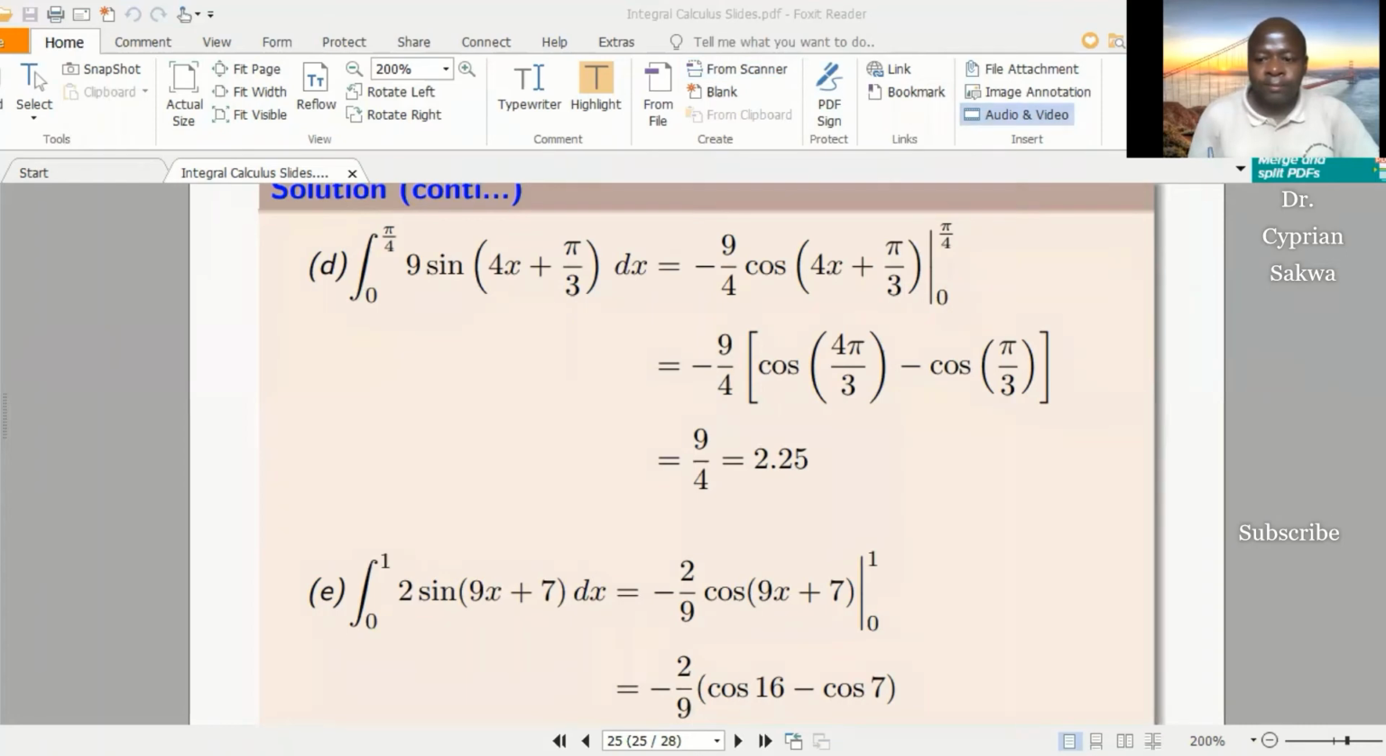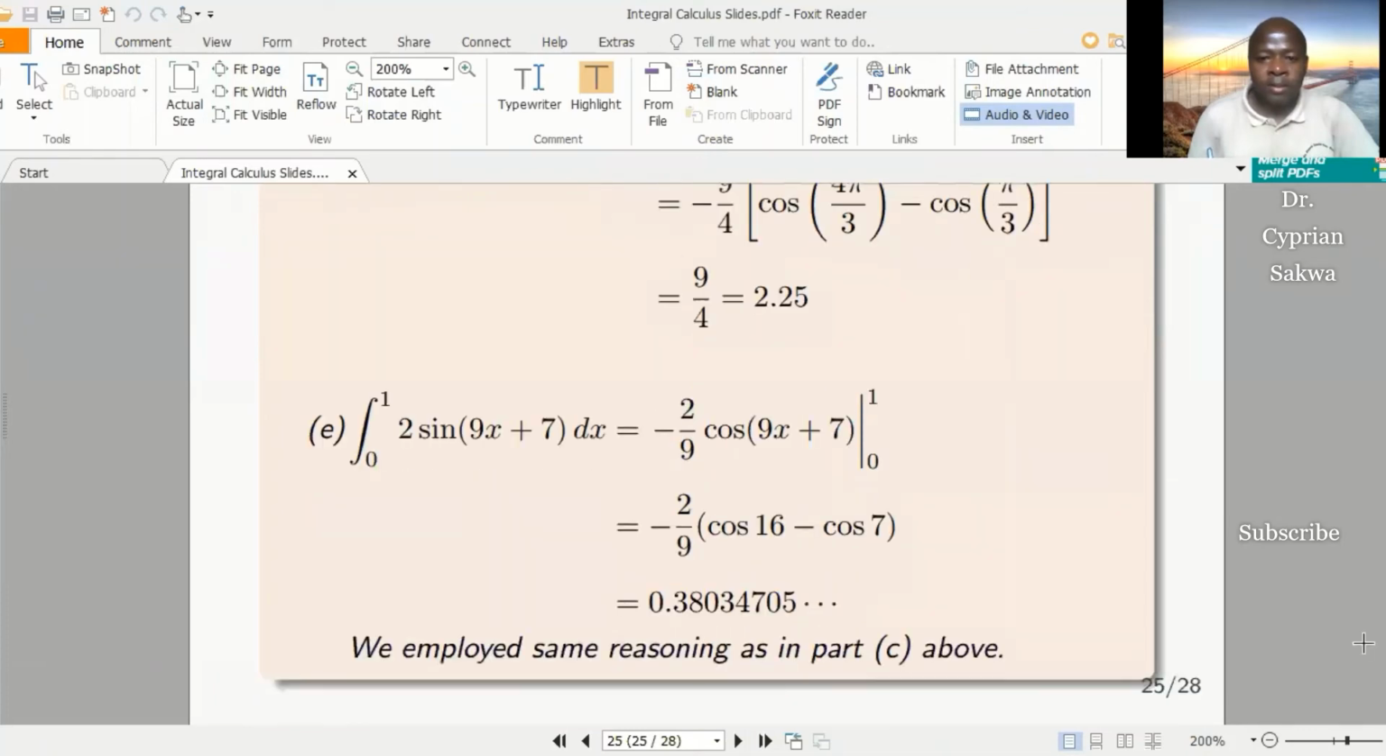What about this other example? Again, we are avoiding so many steps as we do this. We remember that the coefficient of x is 9, so it will be negative 2 over 9, then the integral of the cos, and then put this 9x plus 7. If it were an indefinite integral, we would add a constant of integration, but this is a definite integral, so there's no need of that constant. So this is what I got.